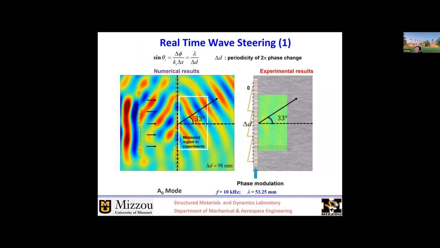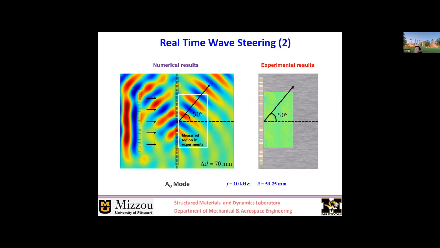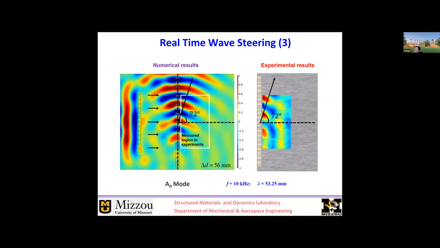So this is a demonstration. If you can manipulate the phase slope along this metal layer, then you can manipulate the phase gradient, so you can manipulate the transmitted wave passing through this metal layer. For example, this is a numerical simulation, and this is our experimental measurement. If you manipulate this phase slope, using tone burst signals, this also shows the tunability. You can do real-time tuning, so you can go to 50 degrees. This is a numerical simulation and this is our experimental measurement. You can see very good agreement between them. You can even go to 72 degrees.